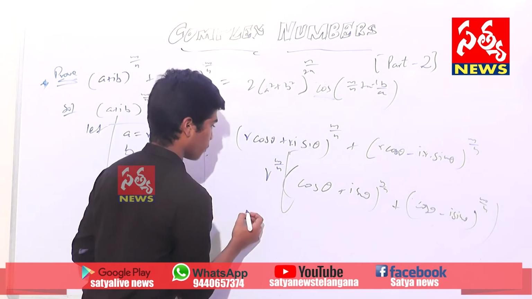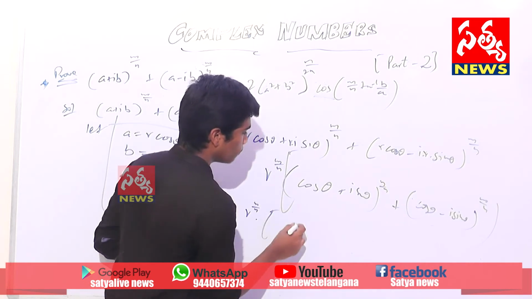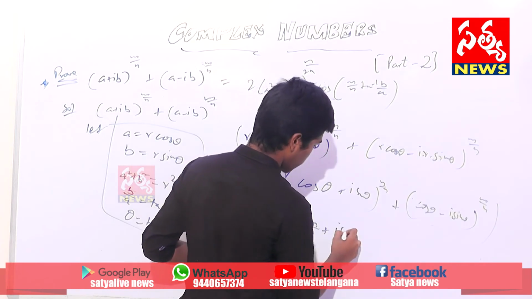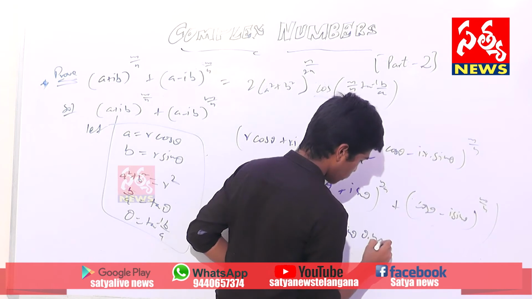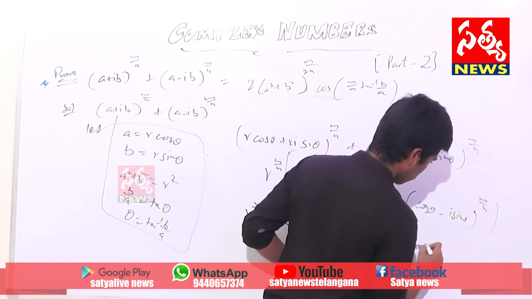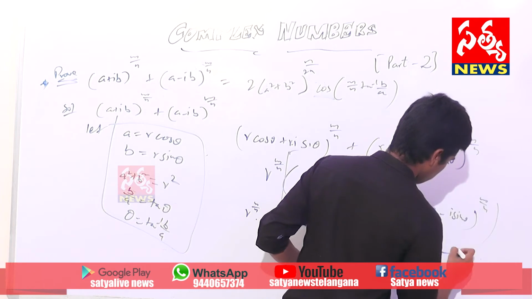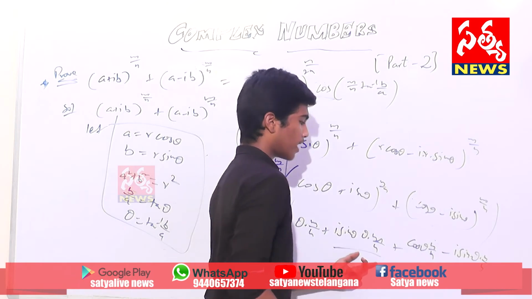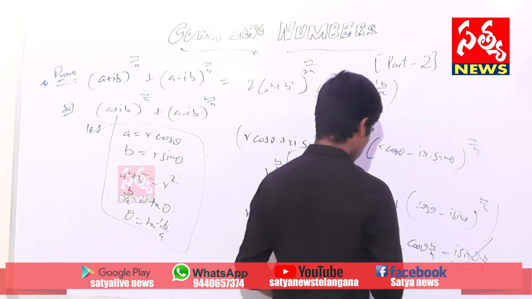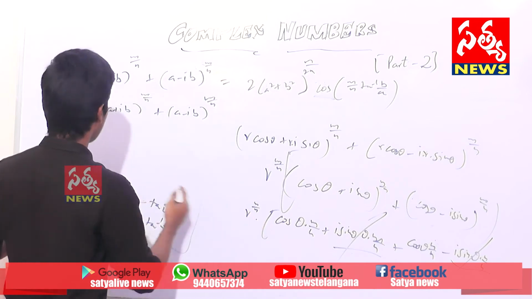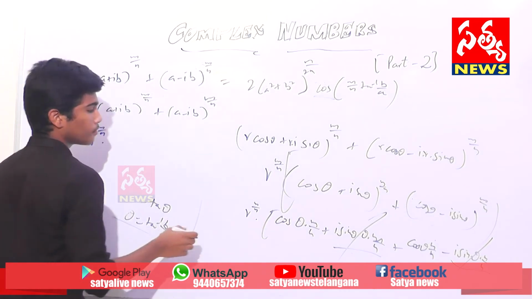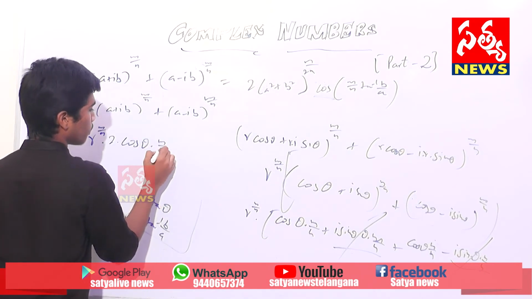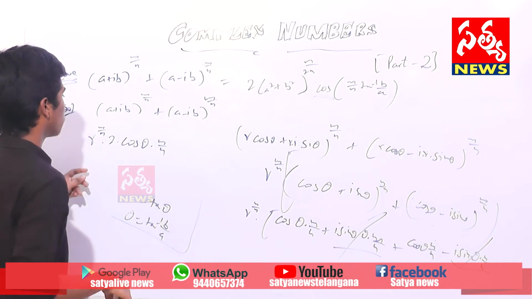Now apply here De Moivre's formula: r power m by n into cos theta into m by n plus i sin theta into m by n, plus cos theta into m by n minus i sin theta into m by n. The i sin theta into m by n terms get cancelled. So we get r power m by n into 2 cos of theta into m by n.